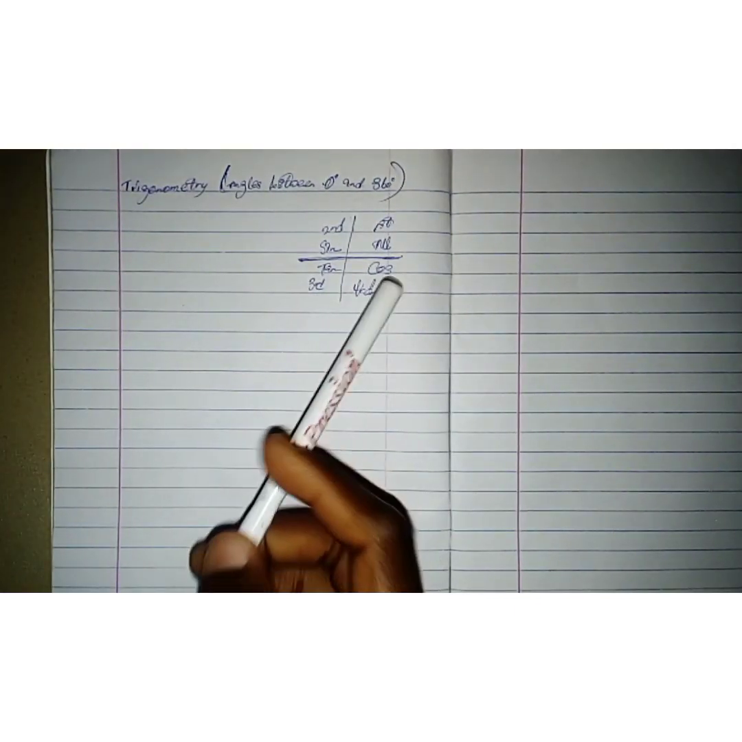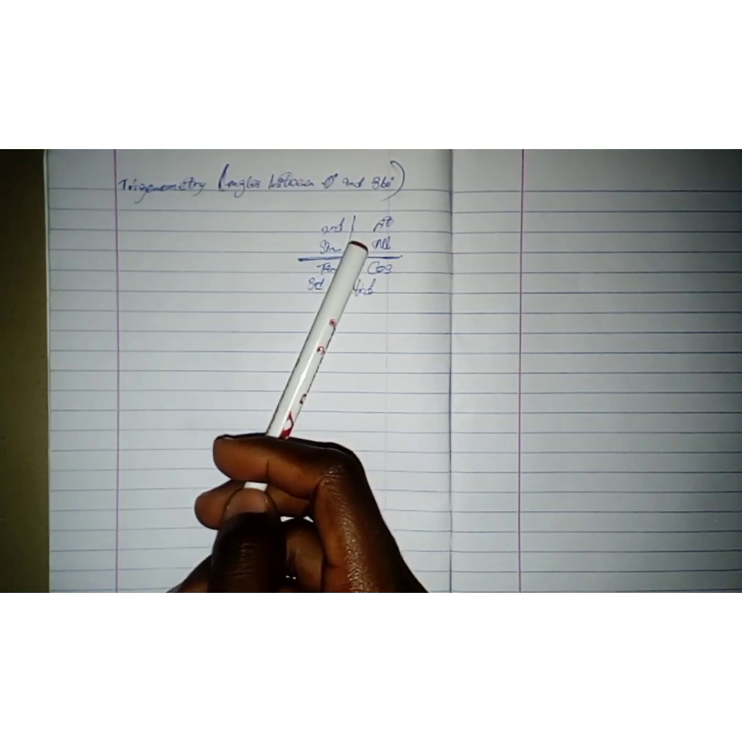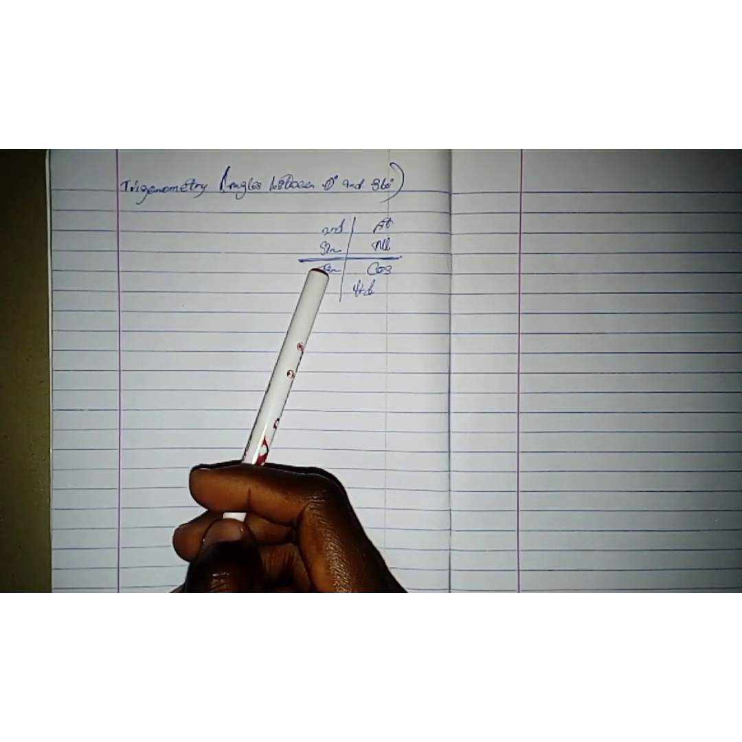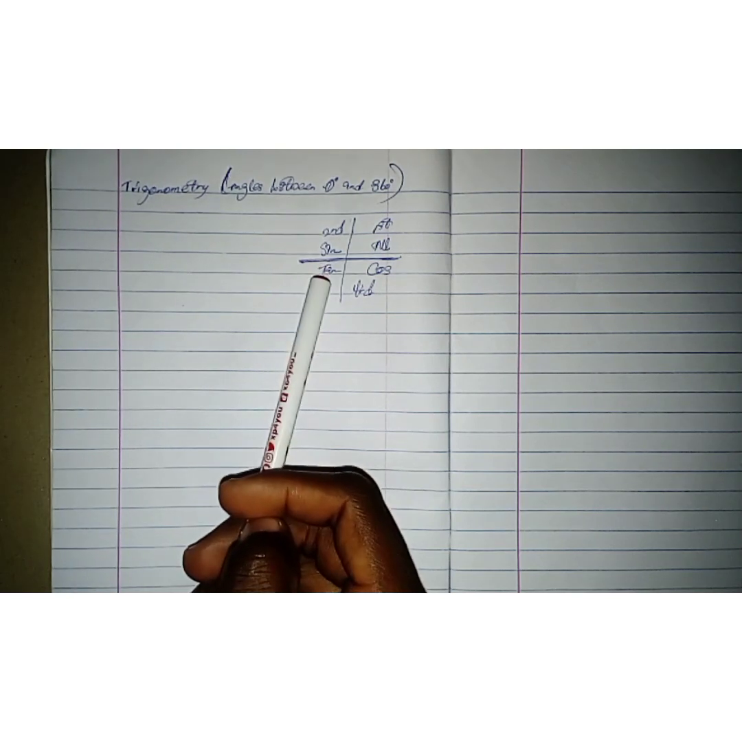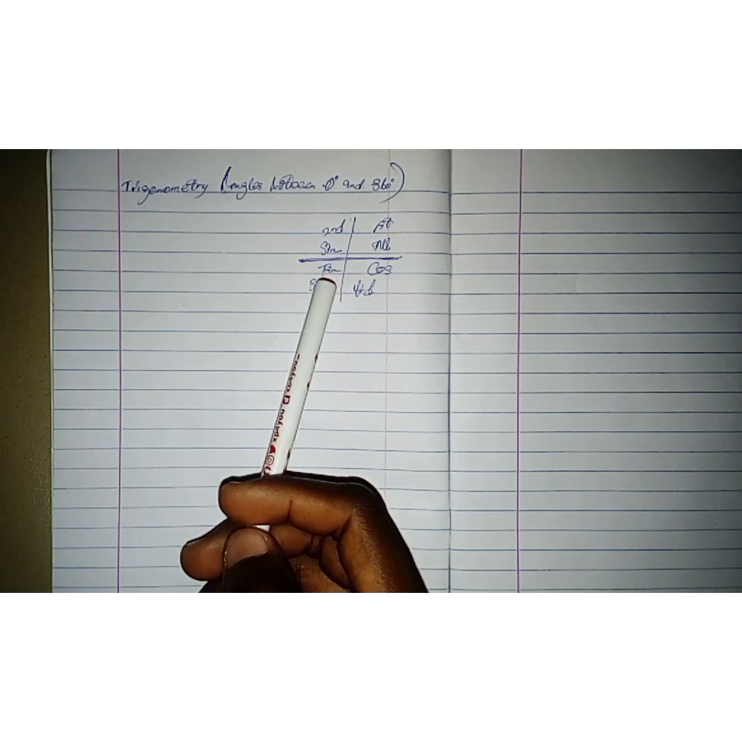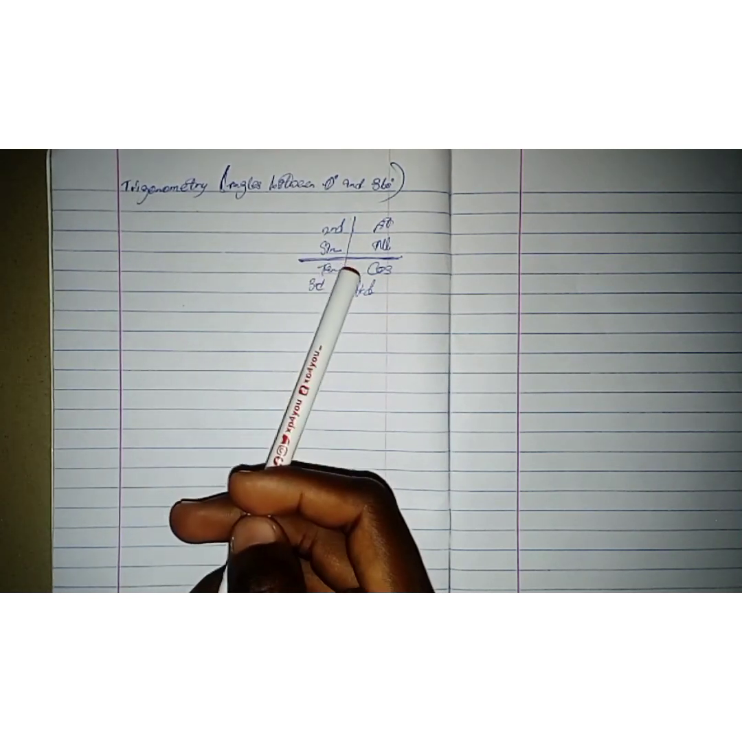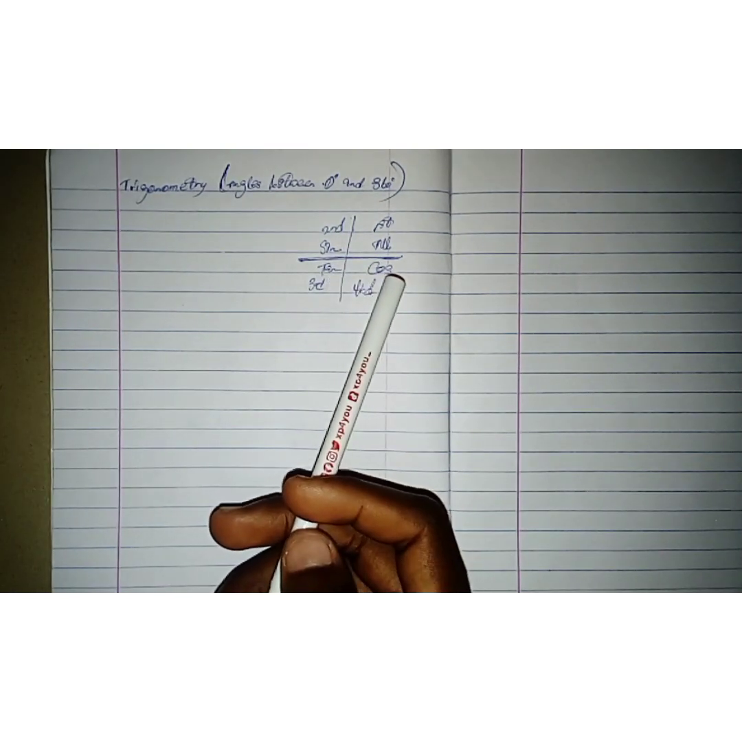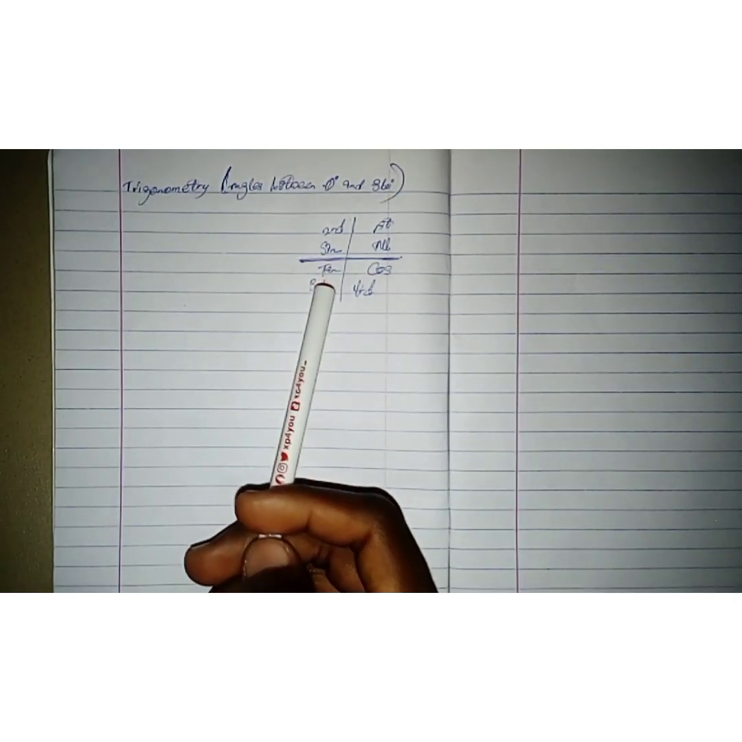So you should put in mind that at the first quadrant, sine, cosine, and tangent are all positive. At the second quadrant, sine is positive, tan and cosine are negative. In the third quadrant, tangent is positive, sine and cosine are negative. And at the fourth quadrant, cosine is positive, sine and tangent are negative.